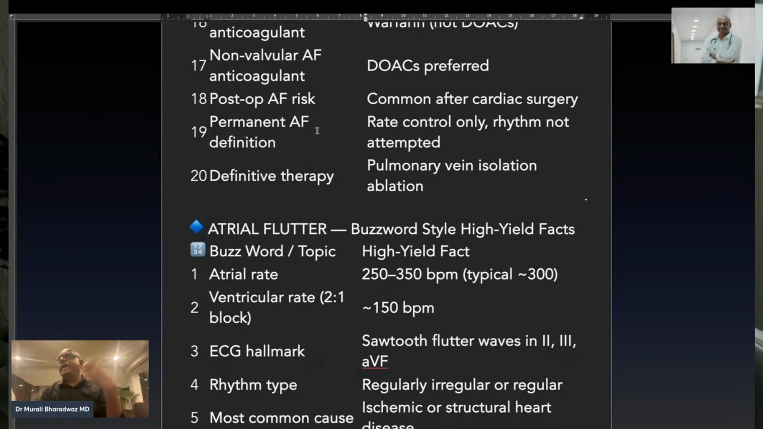After cardiac surgery, AF risk is there. And whenever there is permanent AF, rate control only. Don't bring the rhythm to sinus. Just control the rate and keep him in AF. And definitive therapy is pulmonary vein isolation ablation, because that is the place where you get that focus of atrial fibrillation most commonly.